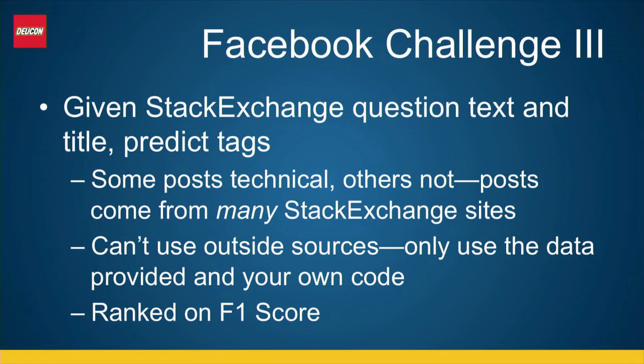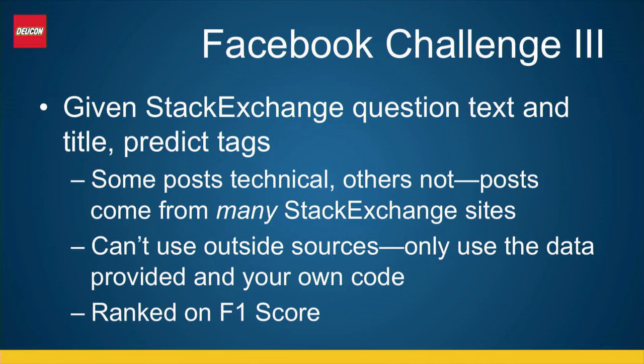So you have the question, text, and title. Given those, predict the tags that people associated with them. So every Stack Exchange question has 1 to 5 tags associated with it that either the author puts on or the community editors add to those posts to help you navigate semantically through that.